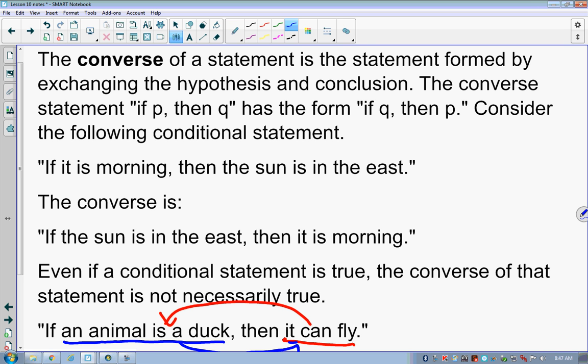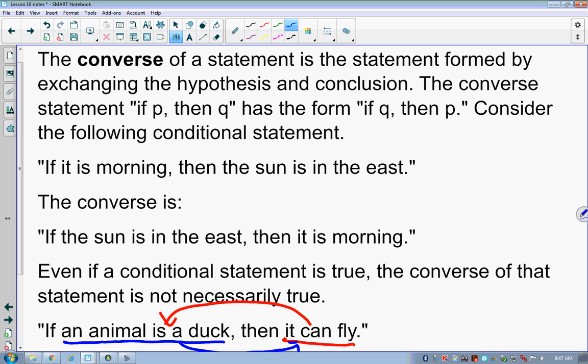If an animal can what? If an animal can fly, then remember we're moving this over to the conclusion. Then what? Maybe the better way to write that is if an animal can fly, then it is a duck. So leave the it and leave the animal, but we're going to move the can fly and the is a duck.